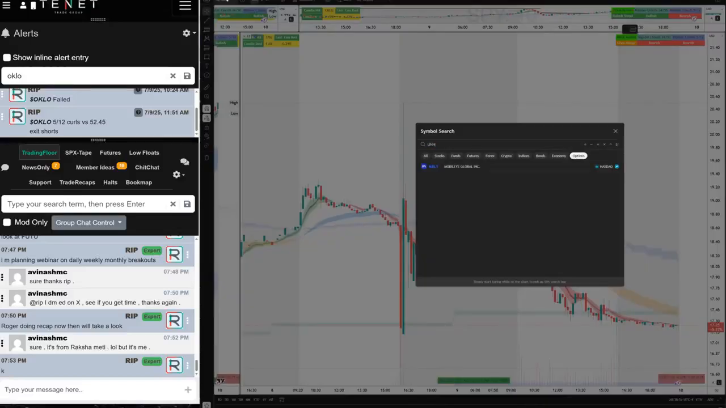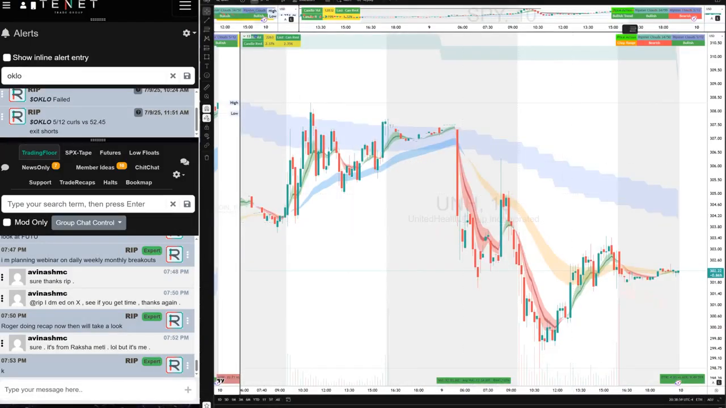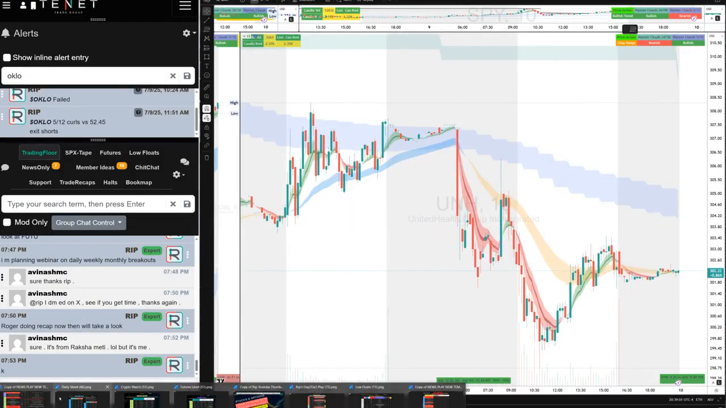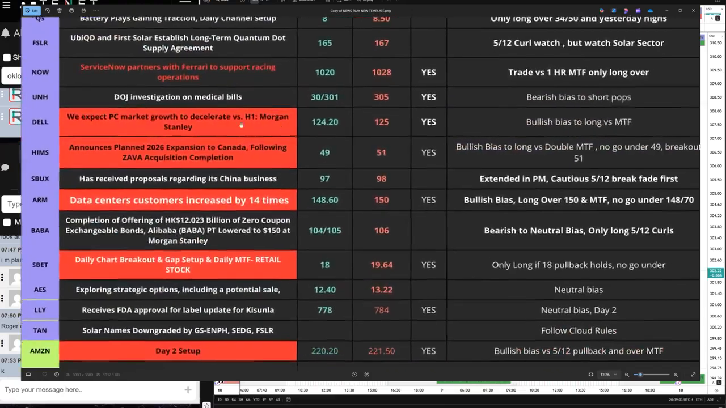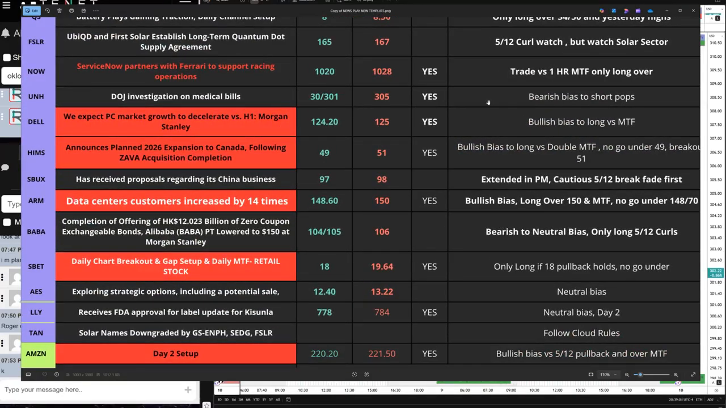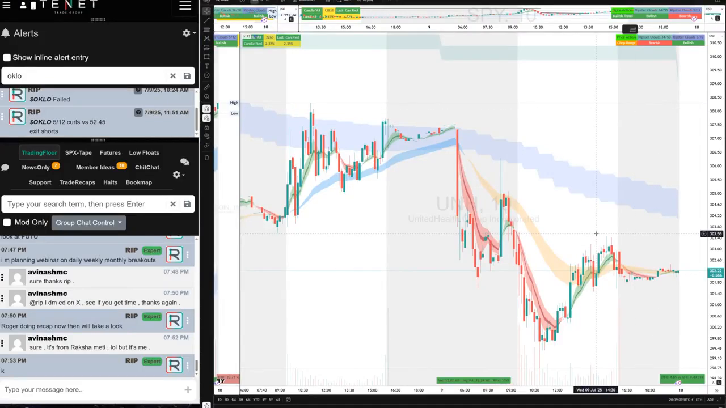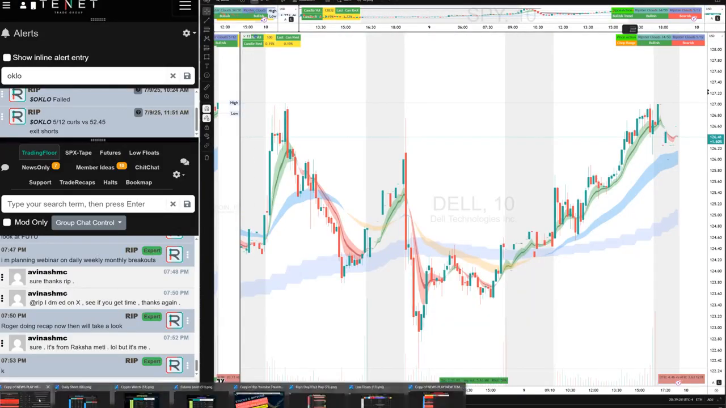So next one was UNH. What was UNH doing? UNH was a short today. Let's take a look at the pre-market planning. UNH DOJ investigation on medical bills. Bearish, buy puts, short the pops. As long as it's under 300, under these cloud 3 or 4s, it's a short. And it was an easy short. Just take the short, let it work, cover at 300, couple of dollars on the short side. So that was good.